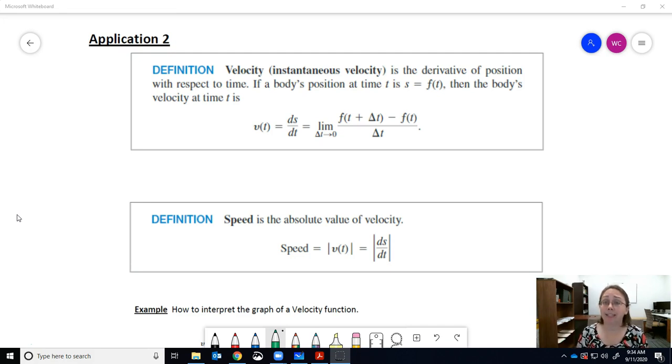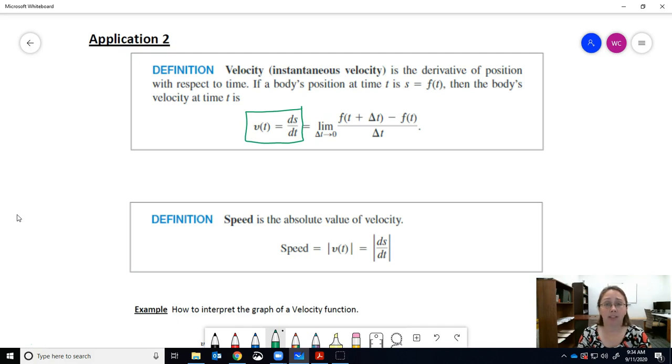Velocity, or the instantaneous velocity, is the derivative of the position function with respect to time. So you can see that here. Velocity equals ds/dt. Remember, s is your position function. And this is the formal definition. Now, you can use your derivative rules, as long as they give you a function, to find the velocity. You don't have to use the limit definition anymore. Remember, we've talked about this briefly.